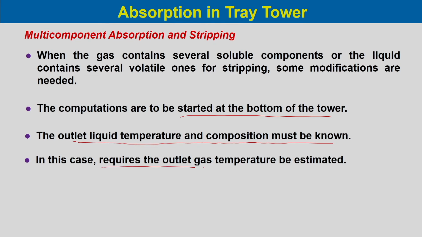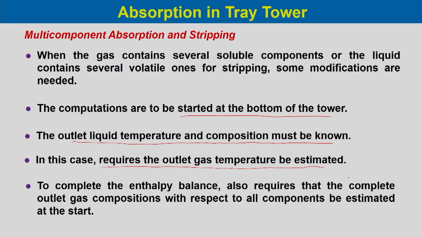If we proceed to the gas exit at the top of the column, then we need to estimate the temperature which is going out at the top of the tower. So, to complete the enthalpy balance, it also requires that the complete outlet gas composition with respect to all components be estimated at the start. If that is there, then we can complete the enthalpy balance equation.